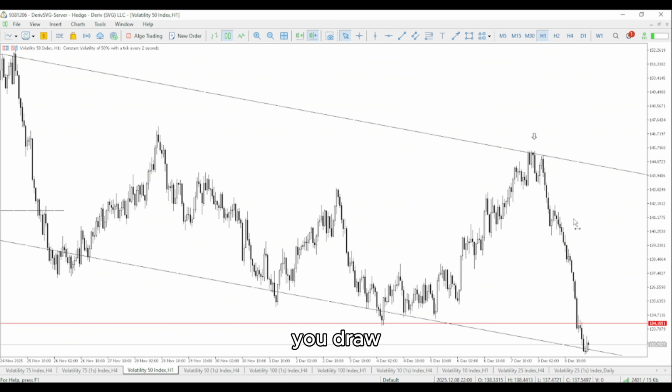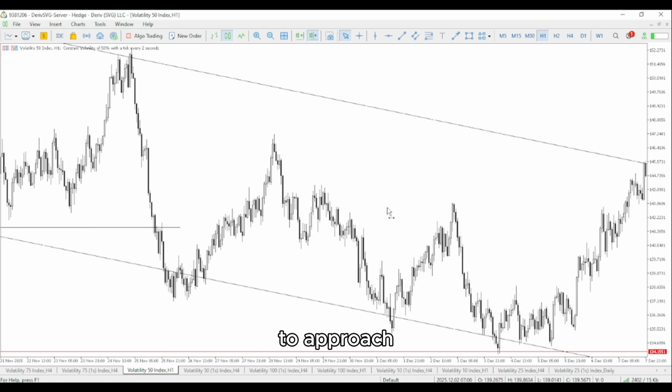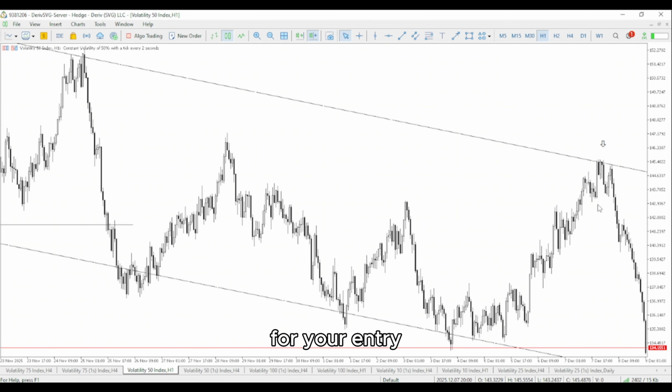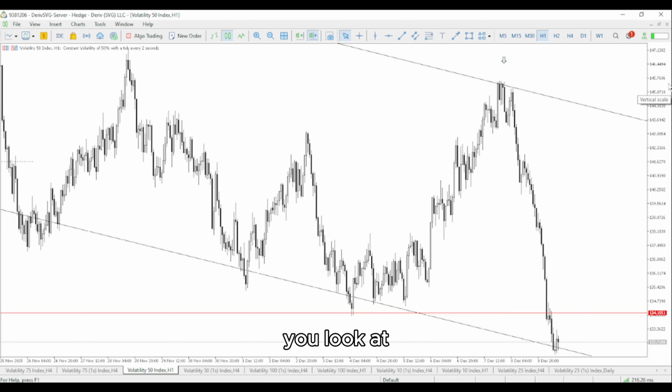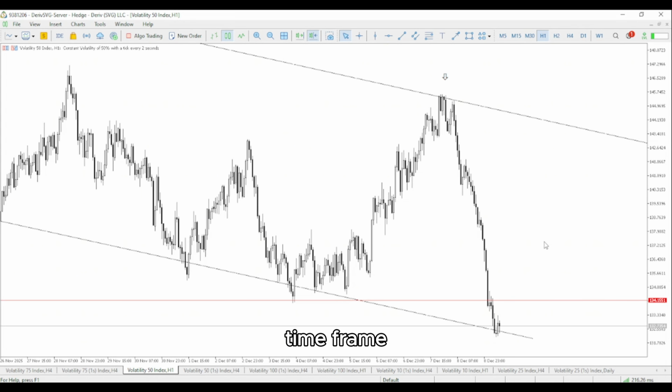Now once you draw your trend line, you're waiting for price to approach the trend line where you want to look for your entry. You wait for the market to approach the trend line. Now the market has approached the trend line at this point. So now this is what you do. You look at the H1 time frame. The first thing you saw was an inside bar rejecting from this trend line, right? So this gives us the signal that this market is going to reverse from this level.